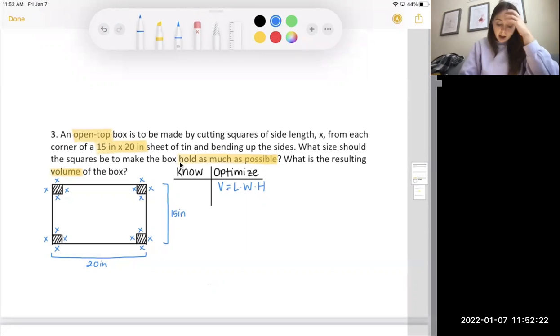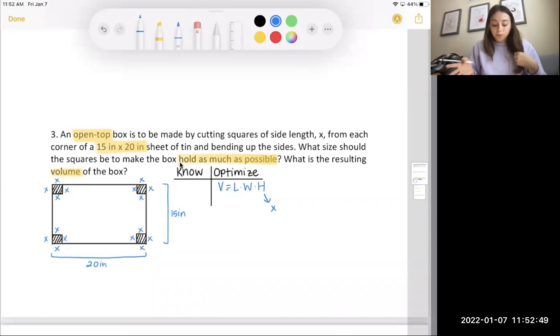So if I'm thinking about how the box works, I know that the sides get folded up to give me the height. So the height is going to be whatever X is. When you fold up the sides, that part that's going to be vertical is going to be the height of X. So I know that my height is going to be represented by just the variable X.